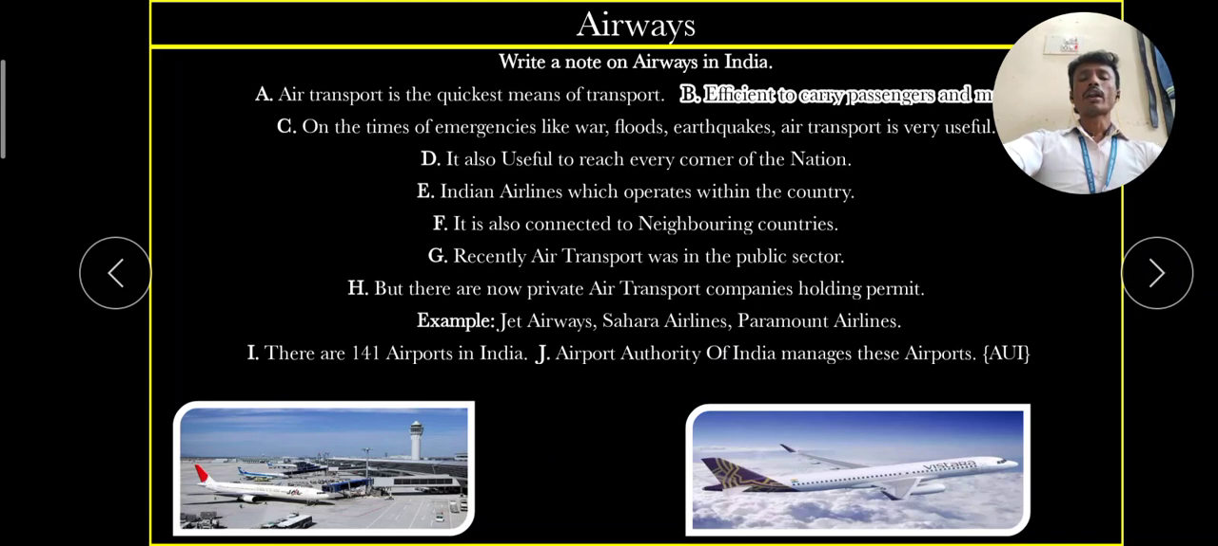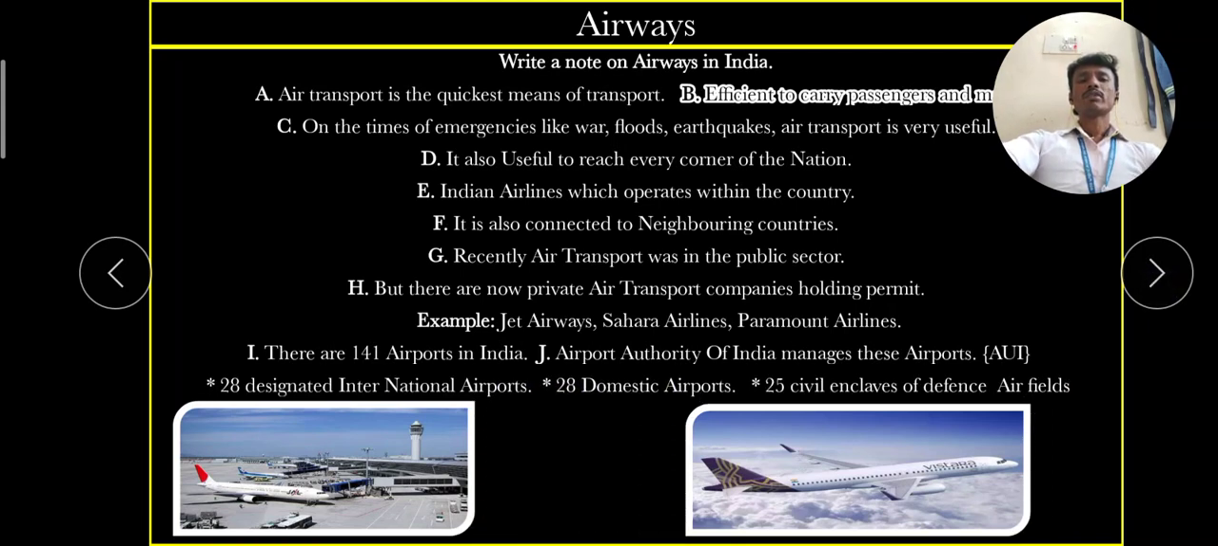And there are 141 airports in India. The Airport Authority of India, AAI, manages these airports, like the Border Roads Development Authority and the CPWD, Central Public Works Department, look after super highways. Like that, the maintenance of airways belongs to the Airport Authority of India.